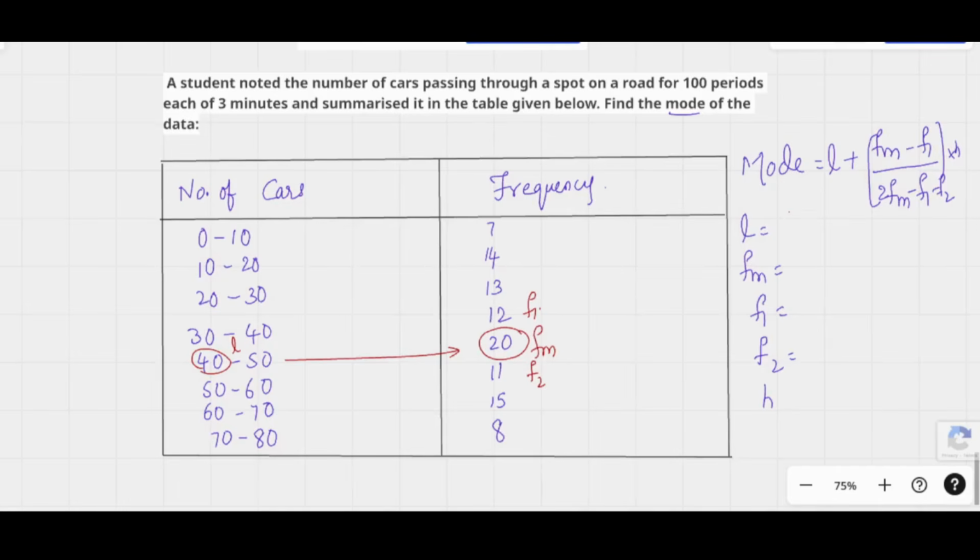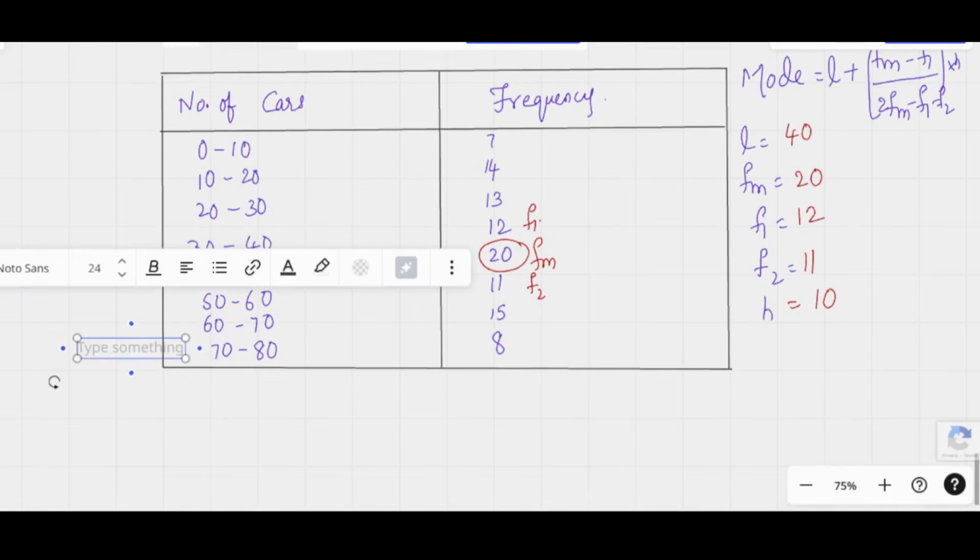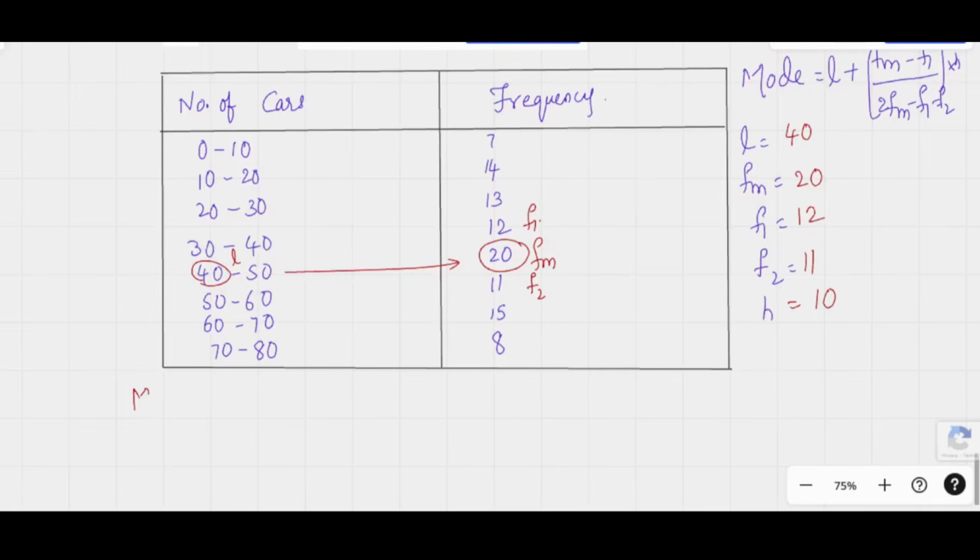Let us write down the lower limit as 40, Fm is 20, F1 is 12, F2 is 11 and H is equal to 10. Now let us substitute these in our mode formula and solve. Mode is equal to L, which is 40, plus Fm, 20, minus F1, 12, by 2 into 20 minus F1, 12, minus F2, 11, into 10.